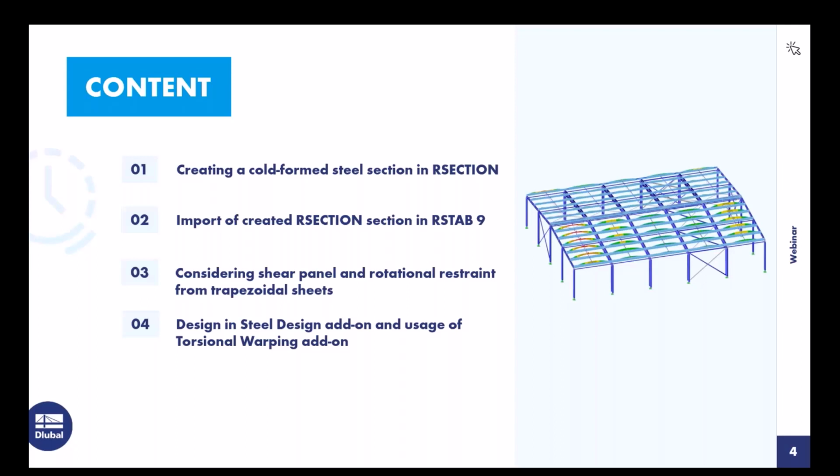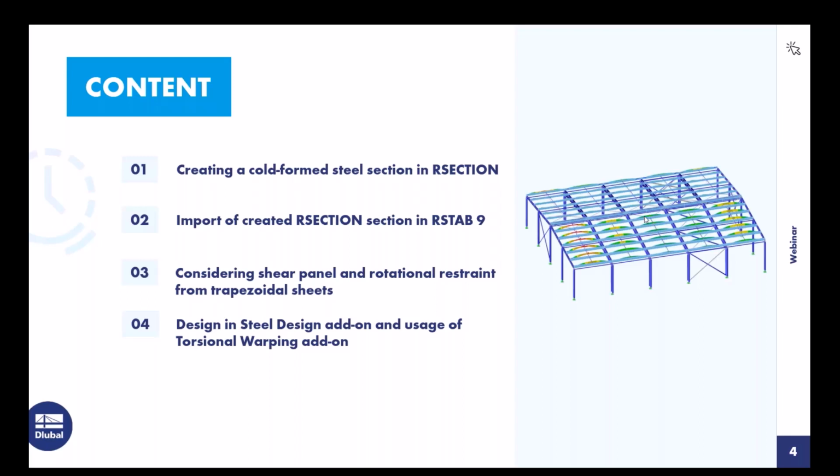The topic of this webinar is the design of cold-formed cross-sections in steel design with warping torsion. I will design the cold-formed set purlins of a steel hull that you can see here in the image to the right. Today I will first show you how to model special sections in RSECTION and how you can import these sections into RSTAB. In the next step, I will show the settings to be made for the warping torsion analysis and go into the rotational restraint and the shear panel. Finally, I design the purlins in add-on steel design.